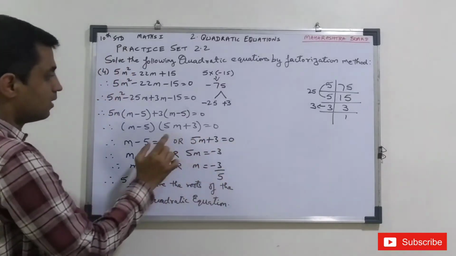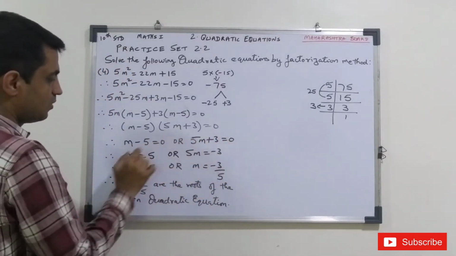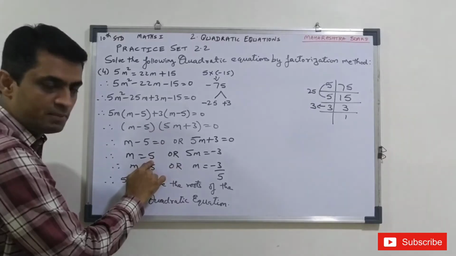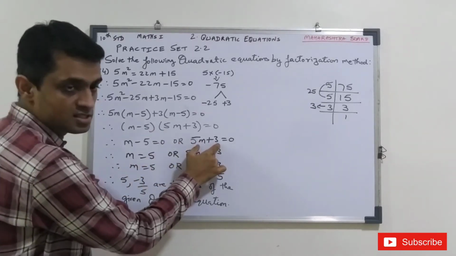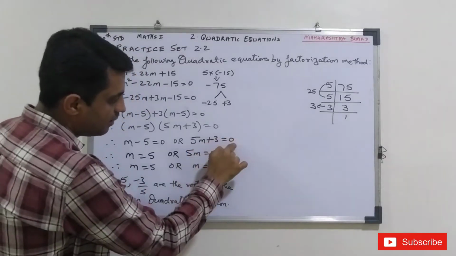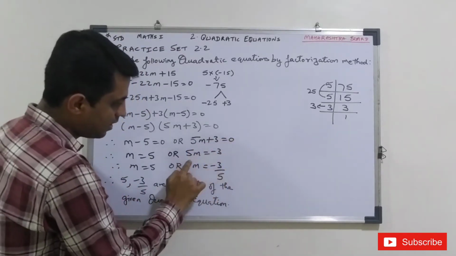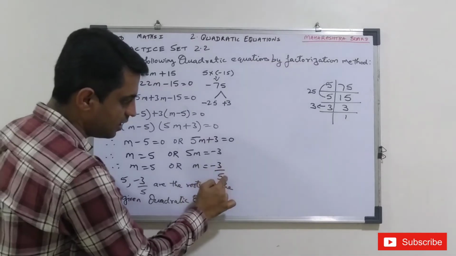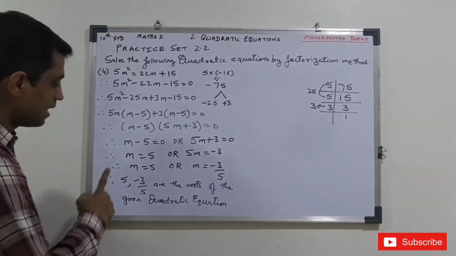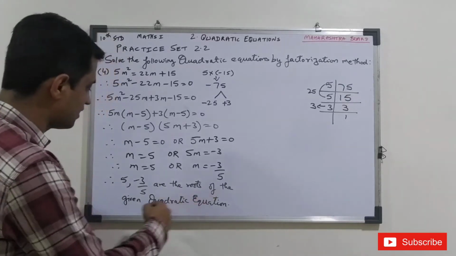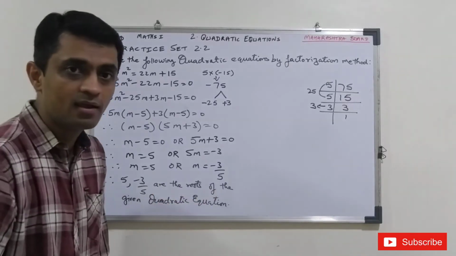Common, we are comparing with 0. Minus 5 is gone here, it becomes plus 5, so m is equal to 5. Now in this bracket, for this part, we have taken 3 here, it becomes minus 3. Now take down 5, so m is equal to minus 3 upon 5. So two answers we got, two roots: 5 comma minus 3 upon 5 are the roots of the given quadratic equation.